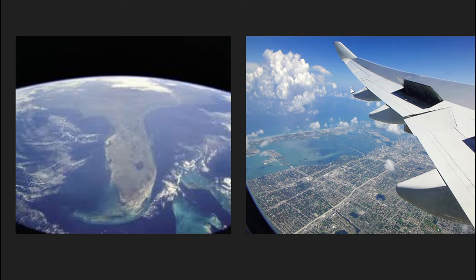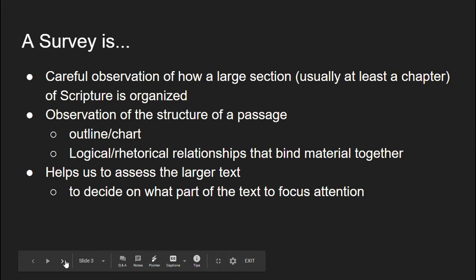We're still kind of looking over at the, there's Tampa, there's Miami. It might take us a little longer than this snapshot, but we can still see this entire state with more detail. It just takes a little bit longer to get through. So those are types of surveys.